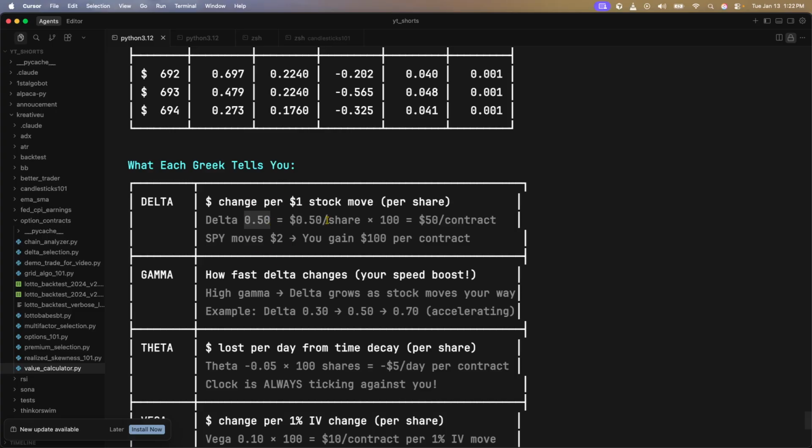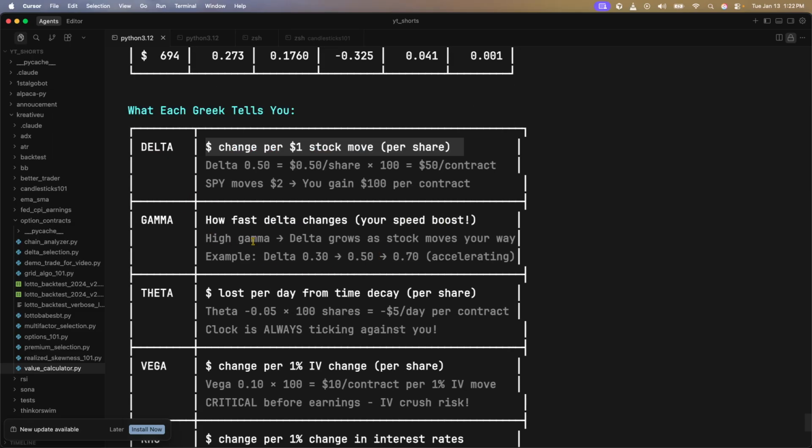So delta tells you two things: the probability of profit, and this is 50% that this contract has an opportunity to expire in the money, or the dollar change per $1 move per share, right? So gamma is going to let us know how fast delta changes. This is your speed boost, right? So high gamma, delta loves that, as delta grows as the stock moves your way.